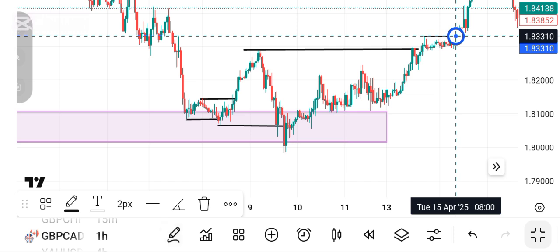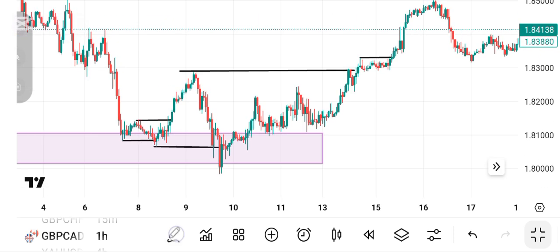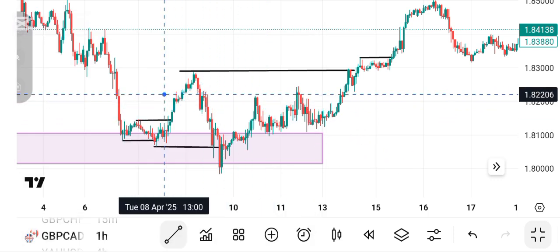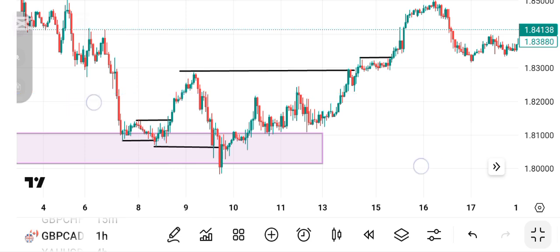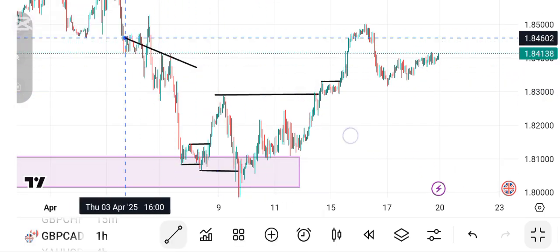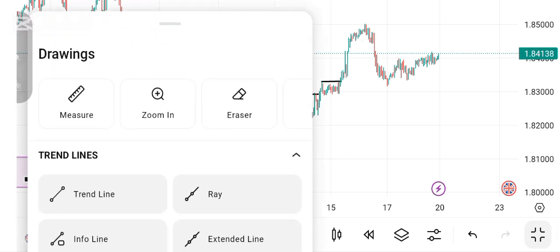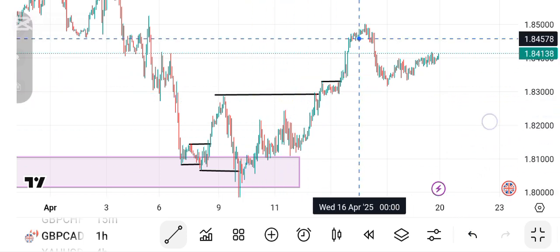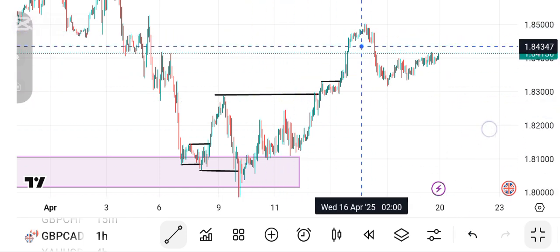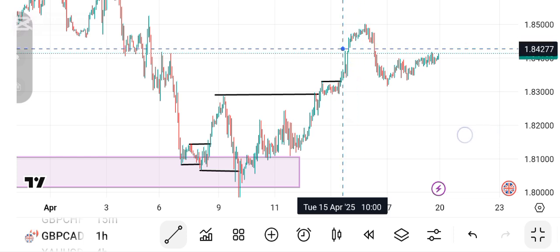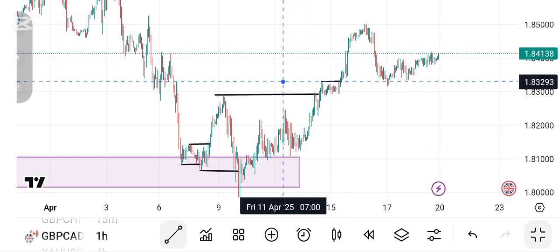So remember, a market structure shift is when price goes from bearish to bullish. You can see that price went from bearish here to bullish here. So this is how to identify a valid break of structure, and also how to identify a valid market structure shift.